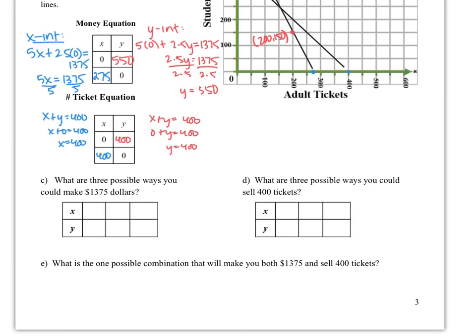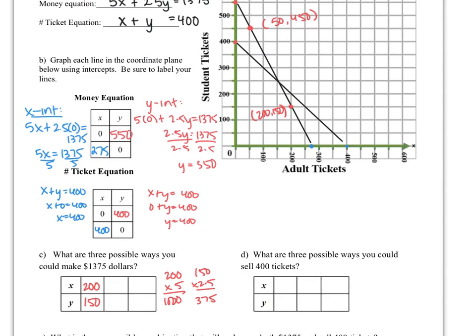The way that I would check that is I would multiply, if it's 200 on the x-axis, that's 200 adults. That would be 200 times 5, which would be 1,000, plus 150 students times $2.50 each. I'm going to use a calculator for that, which would be $375. And so if I combine those two amounts together, I'm going to get $1,375. So what I just discovered is that if the adults was 200 and the students was 150, that would make me the correct amount of money.